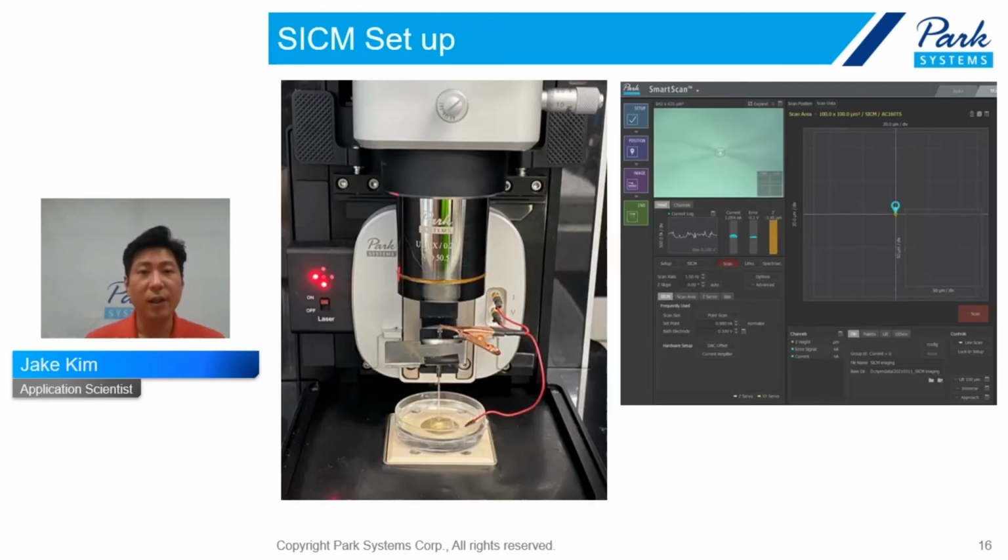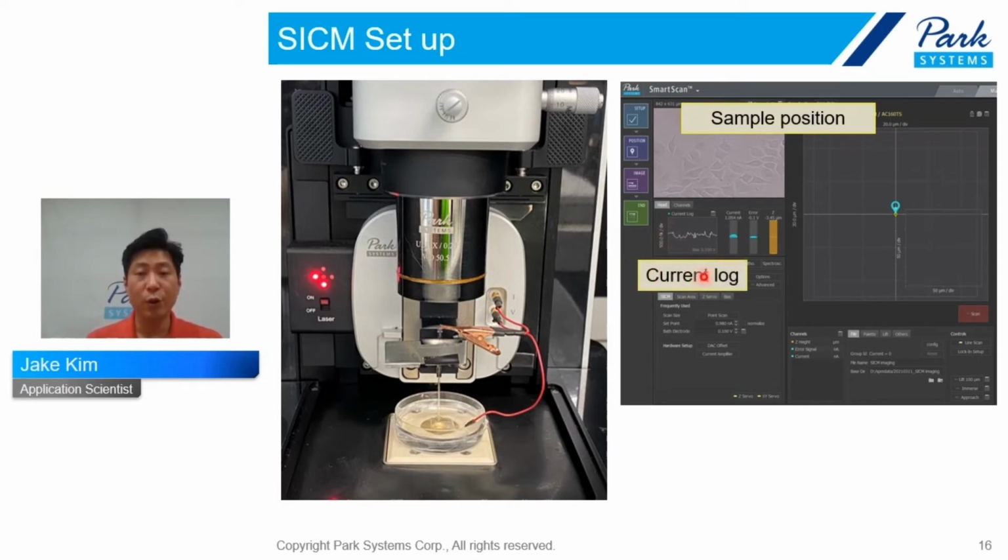Okay, next is the real view. This is a captured image of how Park SICM operation is done with its software, the Smart Scan. On the left, the nanopipette and two electrodes are set up and the sample is placed on the XY scanner. And using this optical microscope, the pipette tip end and sample position can be monitored. Also, using current log, current signal tracking is available.